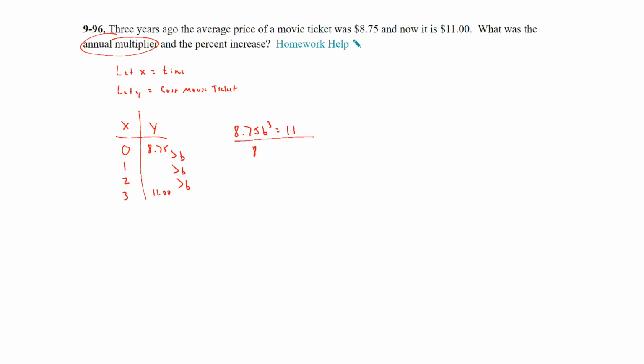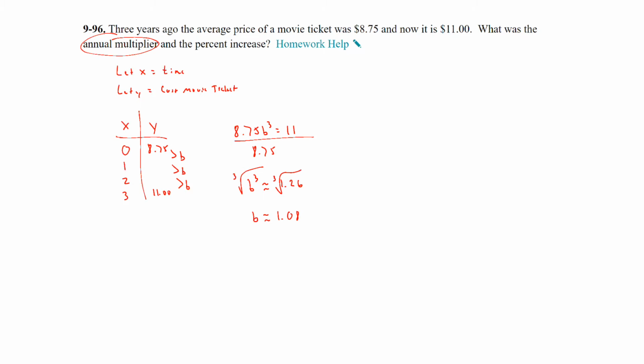So to solve for b cubed, we need to divide by 8.75, and that'll give us b cubed is equal to approximately 1.26. And then we can take the cube root of that to get b is approximately 1.0, it says 79, so we'll round to 1.08.